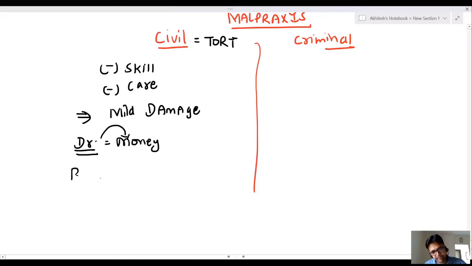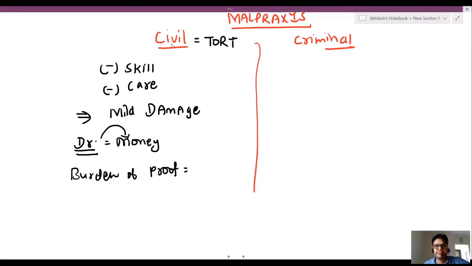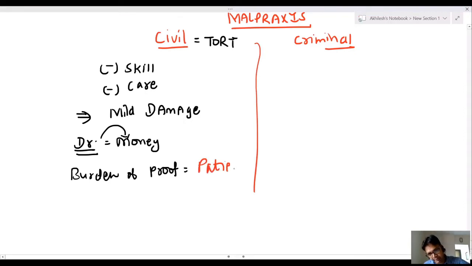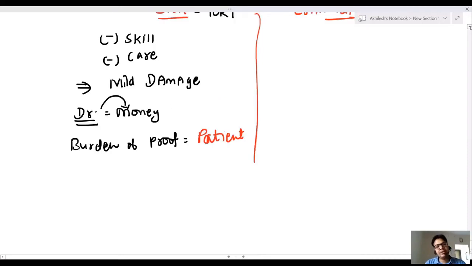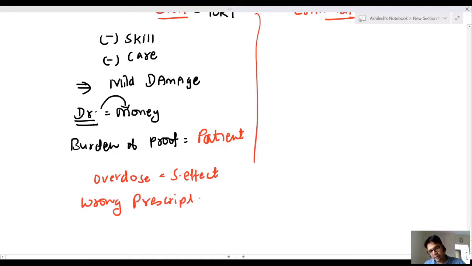Burden of proof, the onus of proof: the patient has to prove this. Lack of skill, lack of care, mild damage, the doctor gives money, and the burden of proof is on the patient. Examples: overdose leading to side effects, wrong prescription leading to some damage. These are examples of civil negligence.